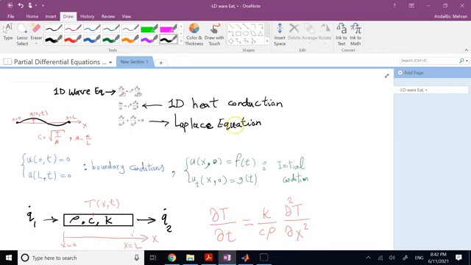So you're going to see this a bunch, even in, let's say, computer vision. You see this Laplacian operator, which is the second derivative of anything with respect to x plus the second derivative of this with respect to y. So this is called del squared or nabla squared.